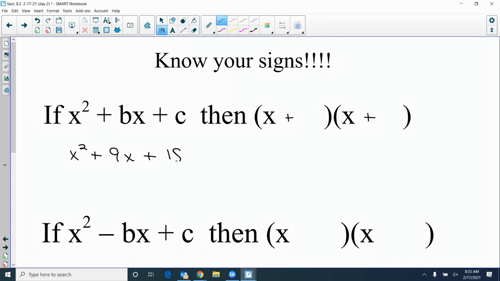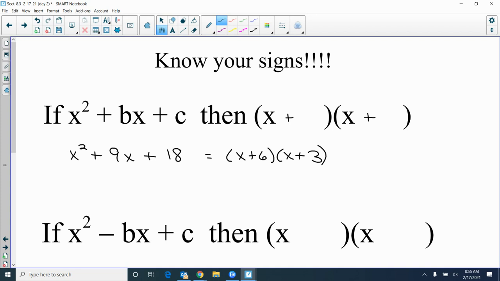Yep, that one didn't work. Make that an 18. That's going to work a little bit better. Okay, call it 6 and 3. So that now it's going to be x plus 6 times x plus 3. So all I need you to know is if these are both pluses in the original problem, these have to be both pluses in the answer.